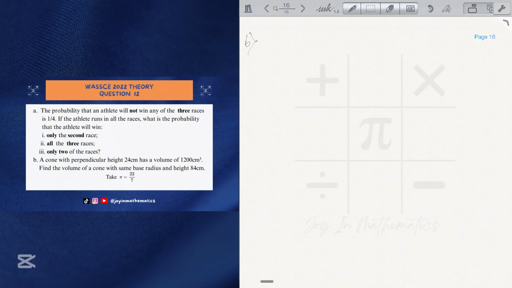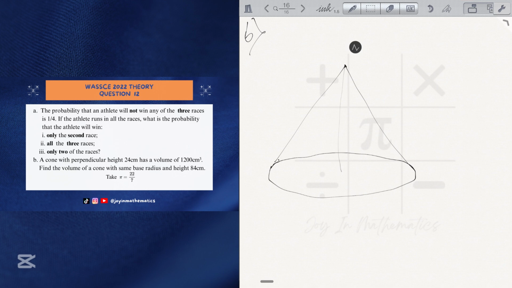Question says a cone with a perpendicular height. So we have a cone. Let's draw it together. A cone, it has a perpendicular height of 24 centimeters. So we have h is equal to 24 centimeters. And we're given that the volume of this cone is 1200 centimeter cube. It has base radius r.